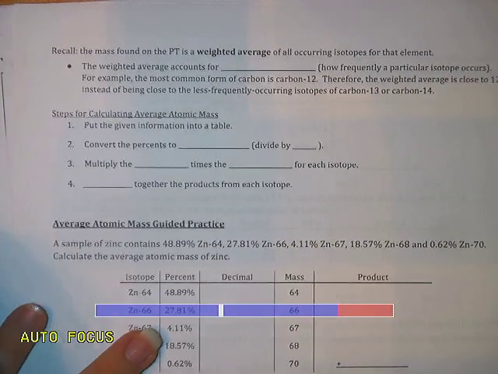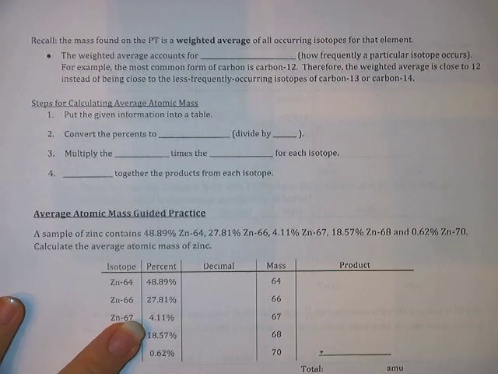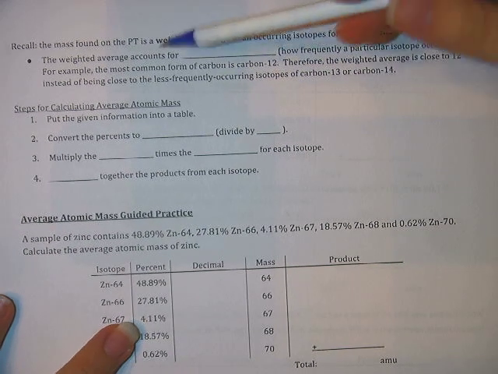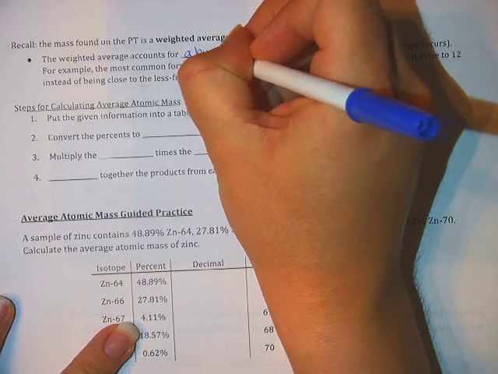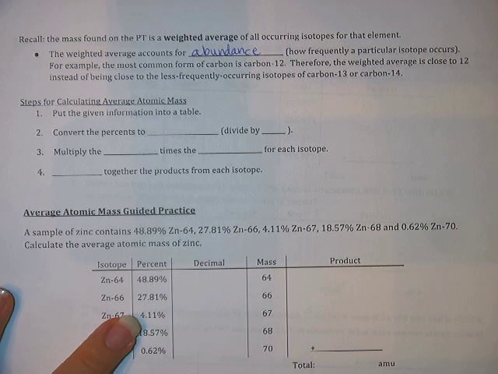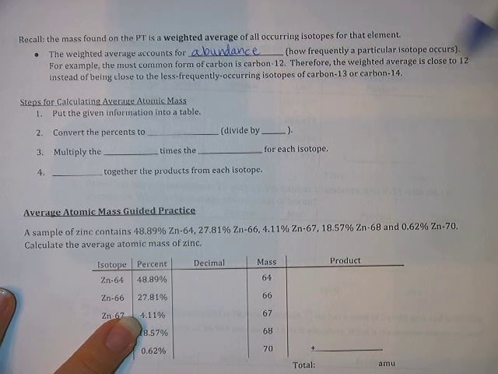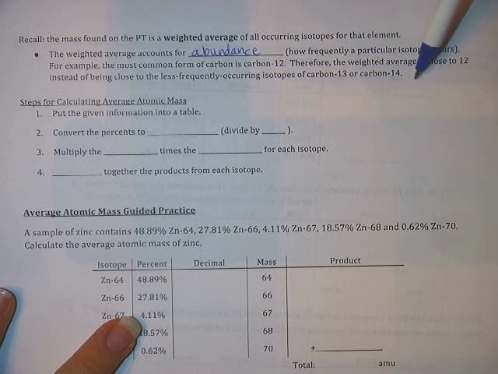Let's talk about how they exactly calculate those numbers on the periodic table. Again, remember the mass on the periodic table is a weighted average of all the occurring isotopes for that element. That means that the weighted average accounts for abundance, for how frequently a particular isotope occurs. So, for example, the most common form of carbon is carbon-12. Therefore, the weighted average is closer to 12 instead of close to the less frequently occurring isotopes of carbon-13 or carbon-14.